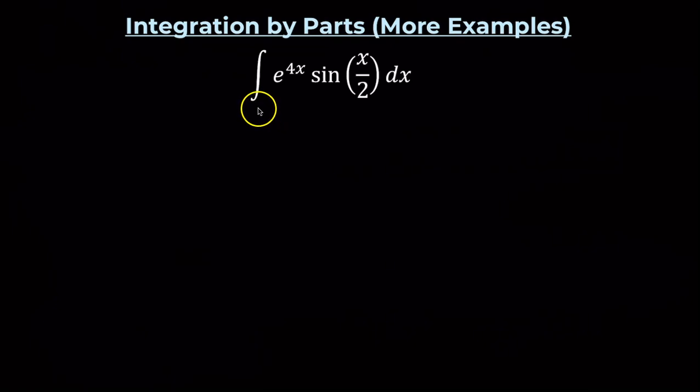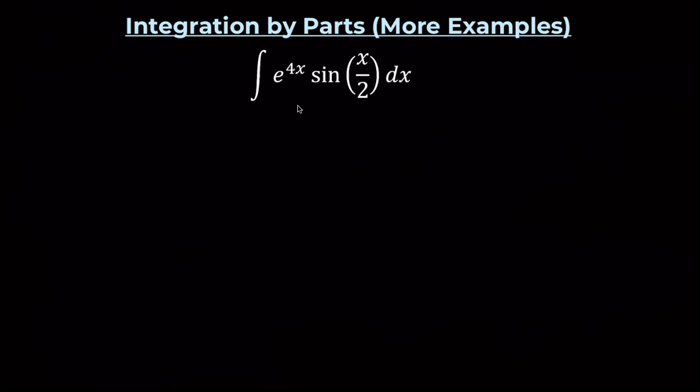In this example, we have the integral of e to the 4x times sine of x over 2 dx. And this is a classic integration by parts problem that we want to recognize ends up being circular. Because we want to recognize that, and we know the process is going to require integration by parts twice, we can actually use the tabular method as long as we know how to use it.